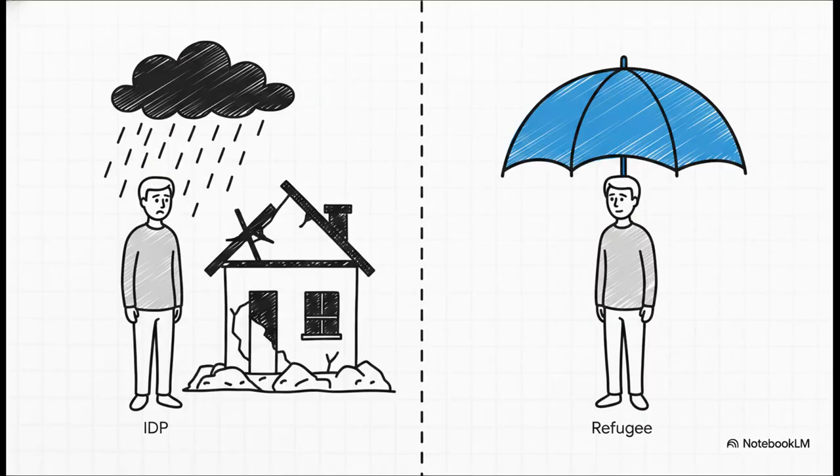But when folks are actually forced to flee, crossing an international border or failing to cross one drastically changes their legal protections. A refugee has crossed a border and gets protection under the 1951 Convention, so they can't be sent back to danger. But an internally displaced person, or IDP, is forced to flee for the exact same reasons, but because they haven't crossed a national border, they aren't covered by international refugee law. They have to rely on their own government for protection, which, tragically, is often the very government that displaced them in the first place.